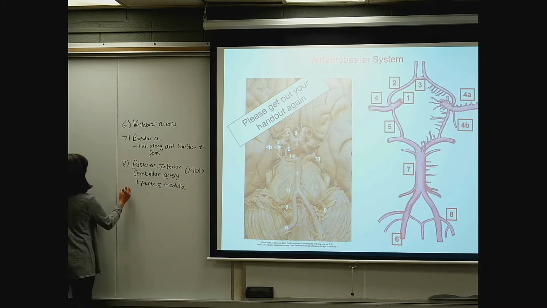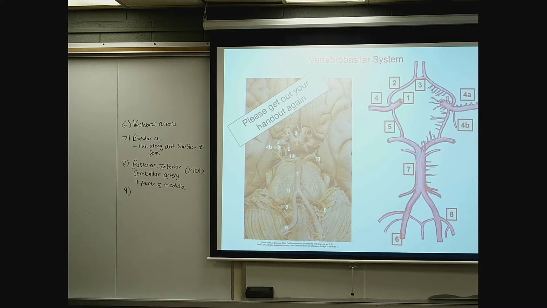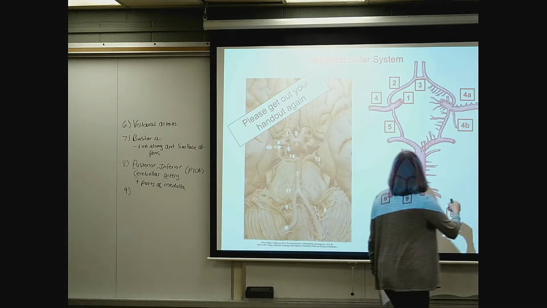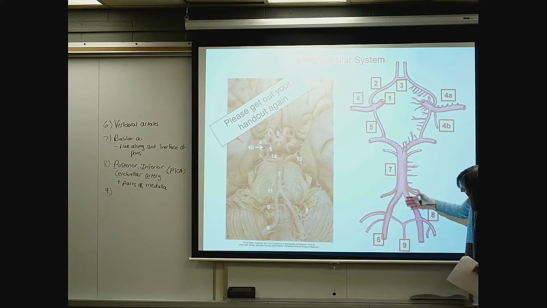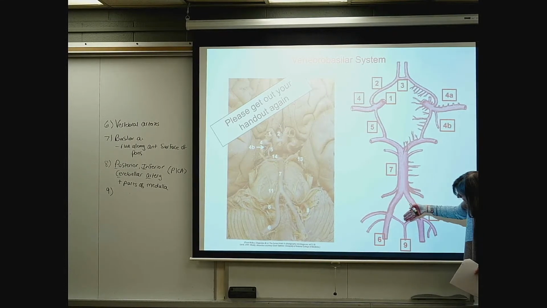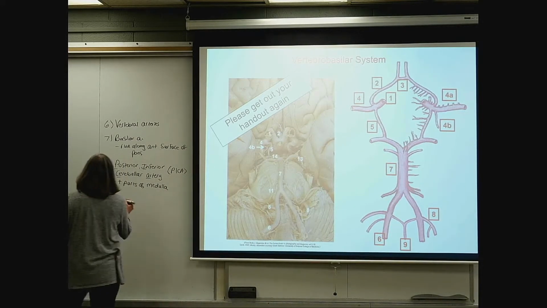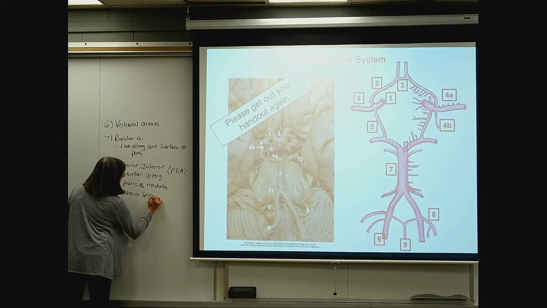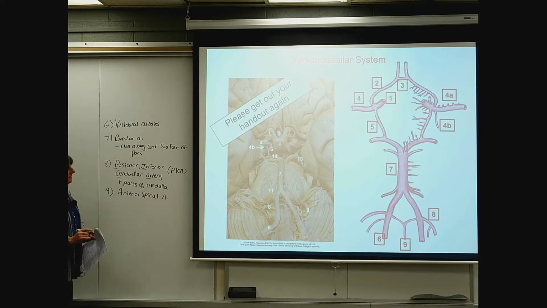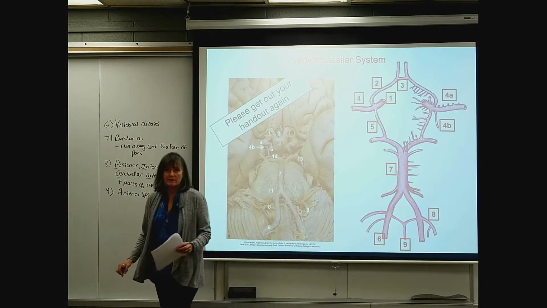Now we have number 9. So 9 arises as these 2 branches that are going to come off the vertebral arteries here. They're going to send off branches, and these branches are going to fuse, and they are going to form the anterior spinal artery. So that is going to descend, as you can tell, along the anterior surface of the spinal cord.